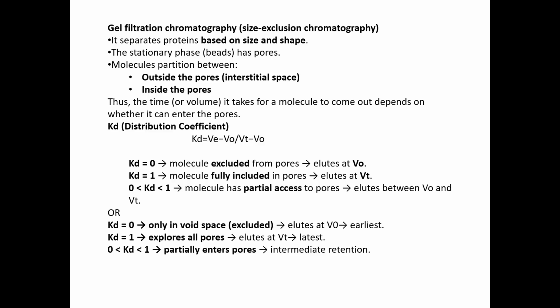So basically, you have to remember this KD, VE, V naught, and VT to understand what is going on when you run it. For example, how to check which fraction has your protein, or how to know at which fraction it will elute out. So you have to have all this information.